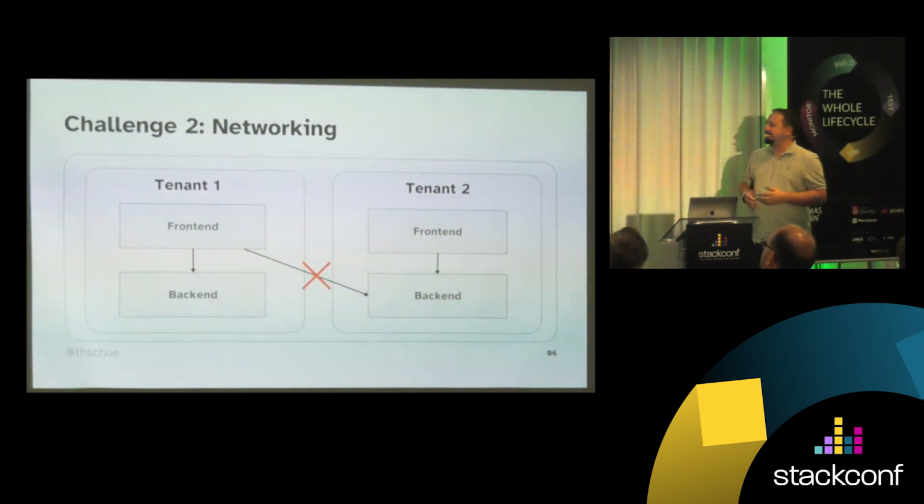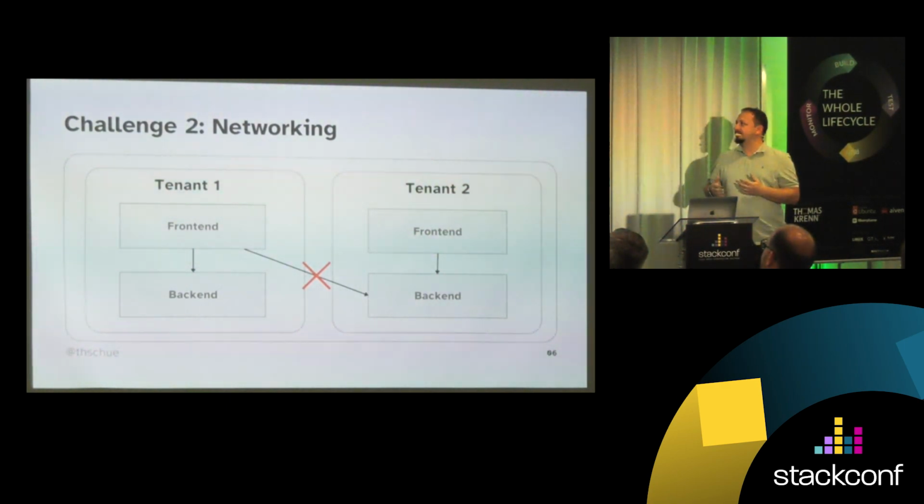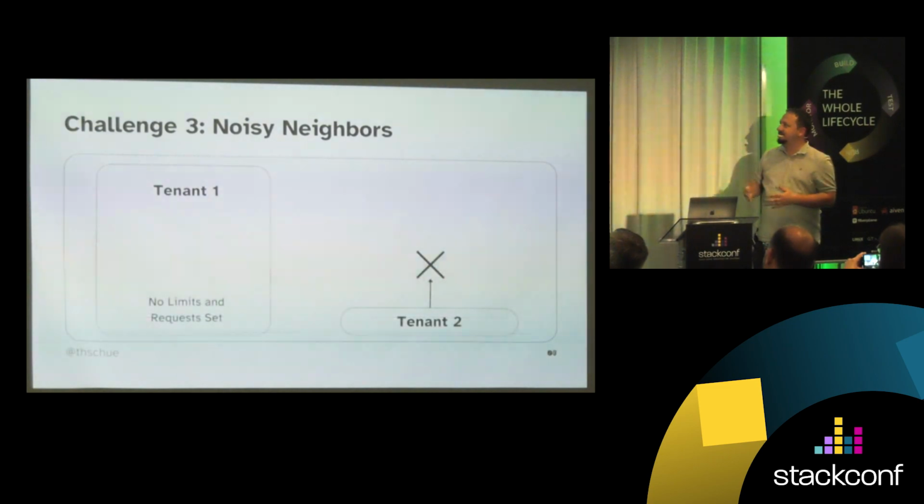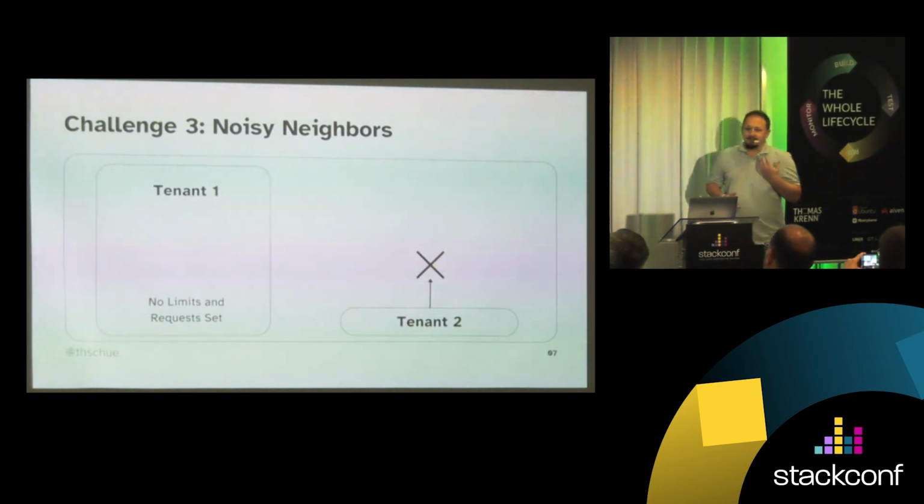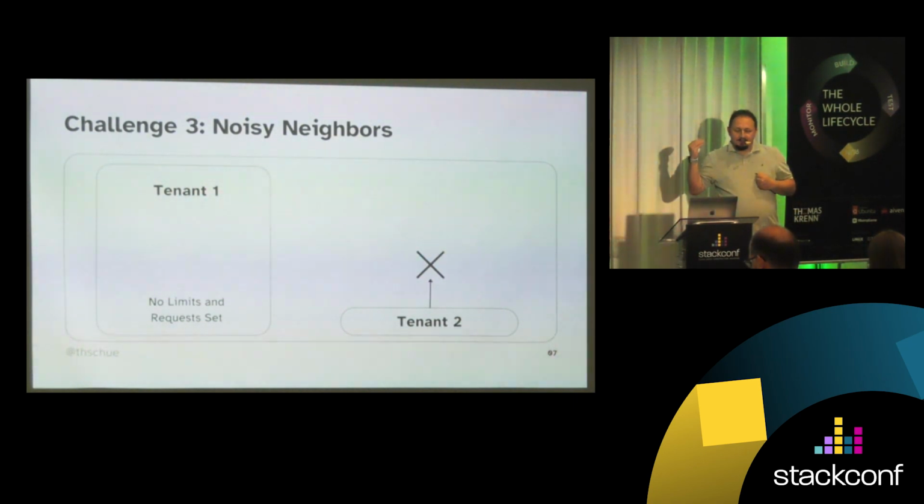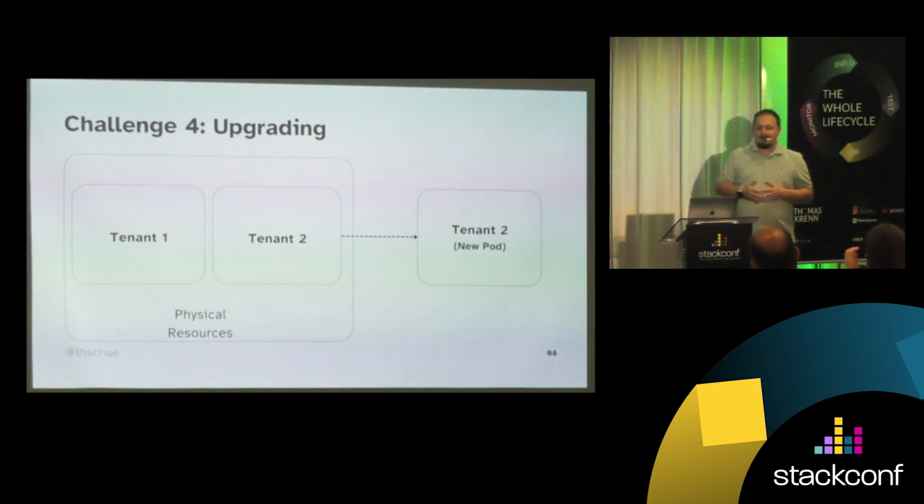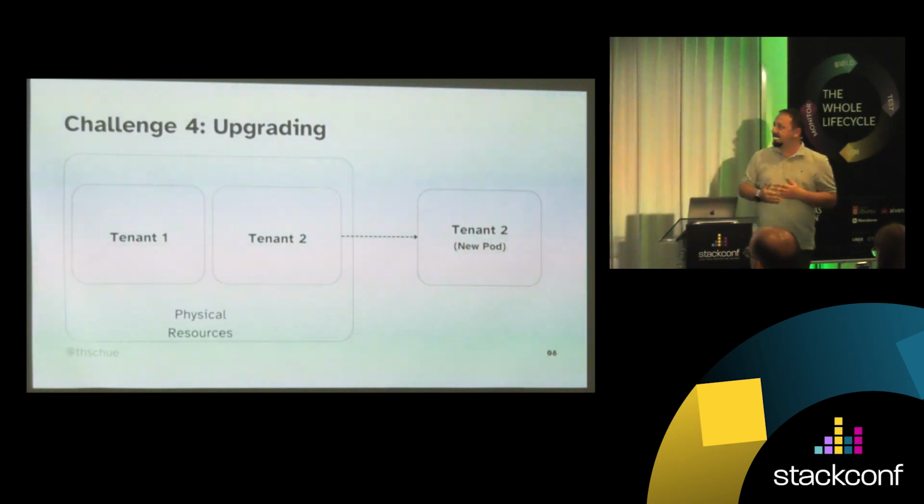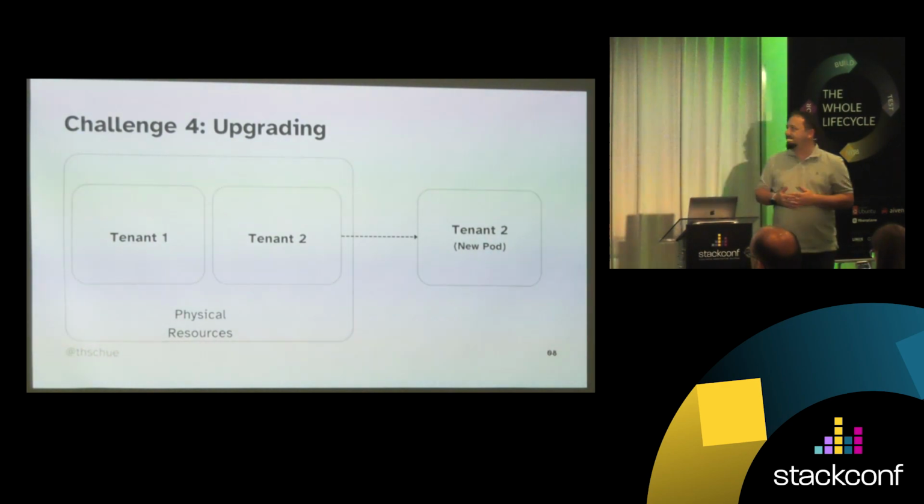The second challenge we are facing is networking. So we want to avoid that front-end services from one tenant can access back-end services from another one. Another one are noisy neighbors. So if some tenants are not too much restricted in the resource usage, they should not harm other ones. Upgrading some multi-tenancy environments can also be a challenge.